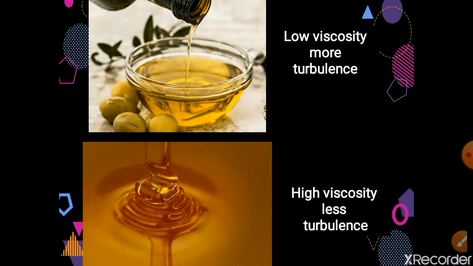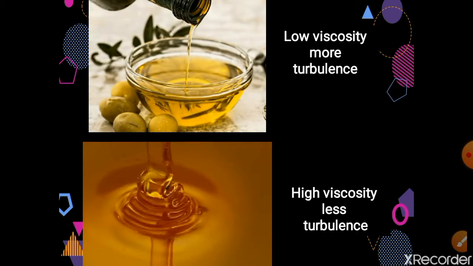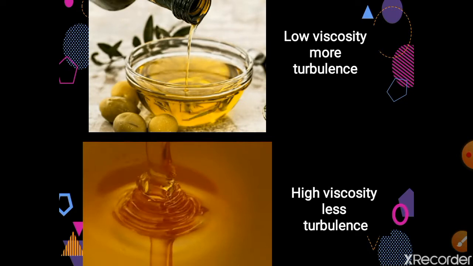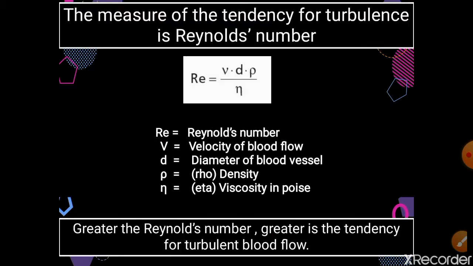Honey, having high viscosity and friction between its layers, does not splash. In fact, it falls in folds. This is the difference between low viscosity and high viscosity and its effect on turbulence. Now moving back to our formula, as the viscosity increases, like in honey, the turbulence decreases.